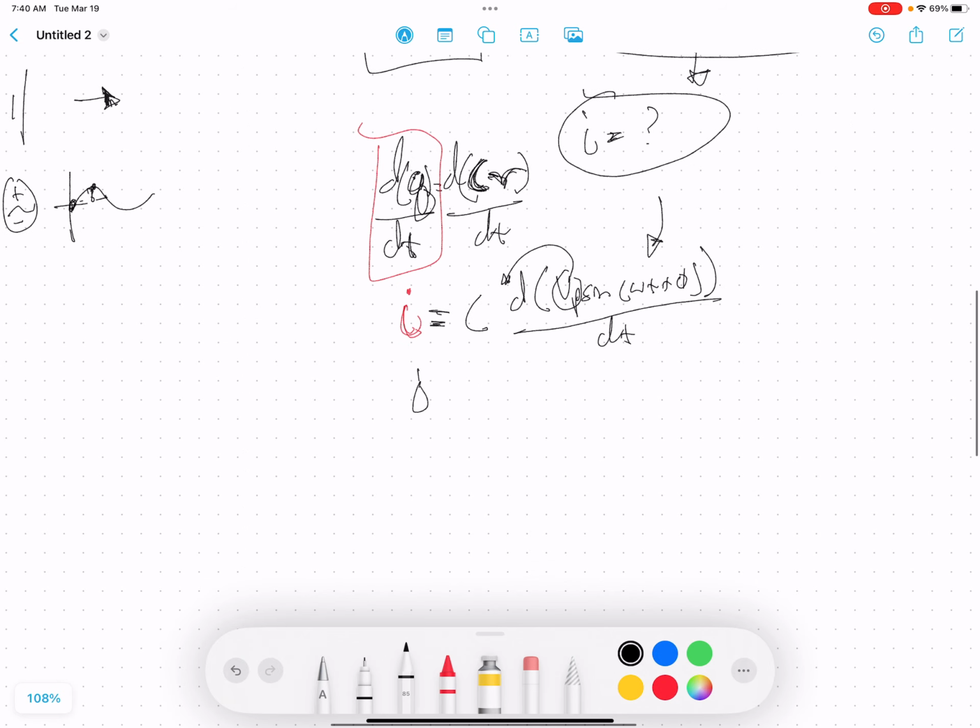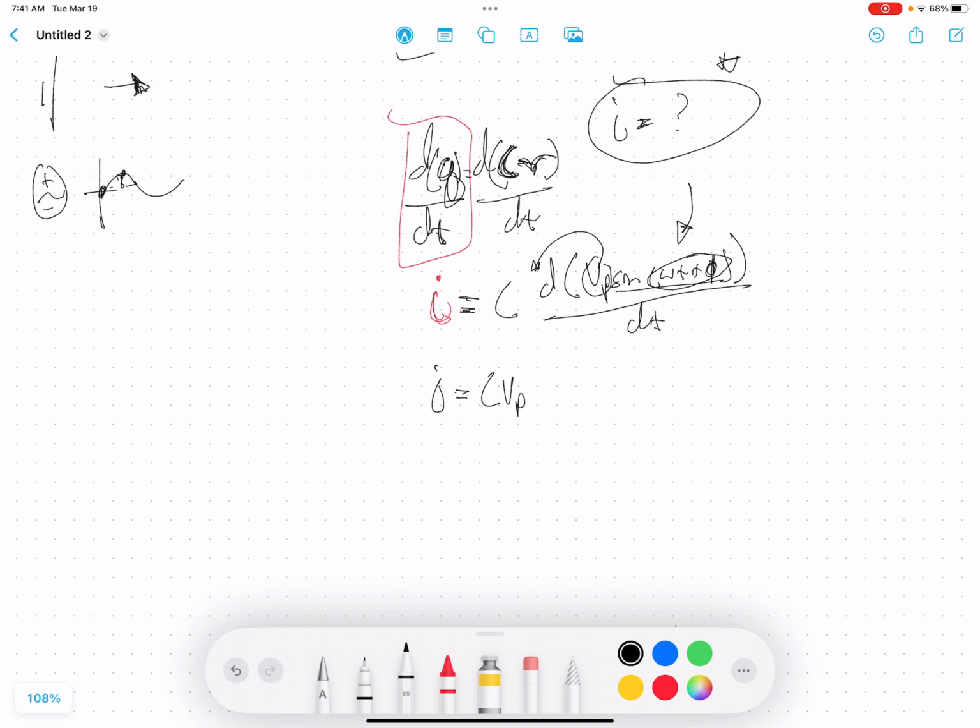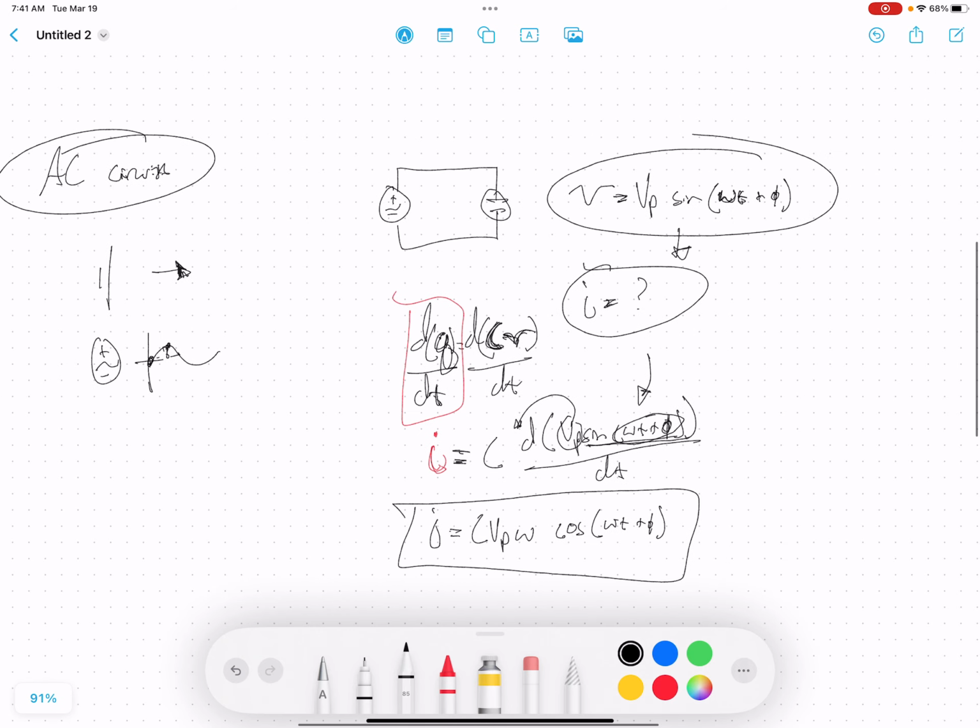So we're left with the current being equal to the capacitance times the peak voltage, and then I take the derivative of sine omega t plus phi. I take the derivative of the thing inside with respect to t. Phi is just a constant, so it goes to 0. The derivative of omega t is just omega, so the omega comes out, and the sine of omega t turns into cosine. So now it's the cosine of omega t plus phi, and I'm done, right? Now I have this expression for the current. If this is how I'm defining my voltage, now I have an expression that defines the current.